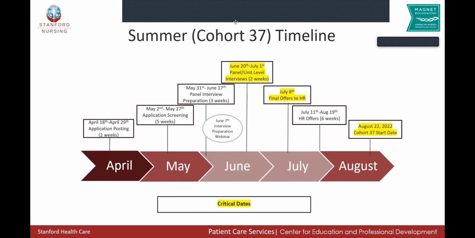And then our unit level interviews will be from the 27th up until the 1st. Final offers will be out to HR by July 8th. And in between July 8th and the cohort start date of the 22nd, we'll be working on everything and meeting all the requirements to get the people started.